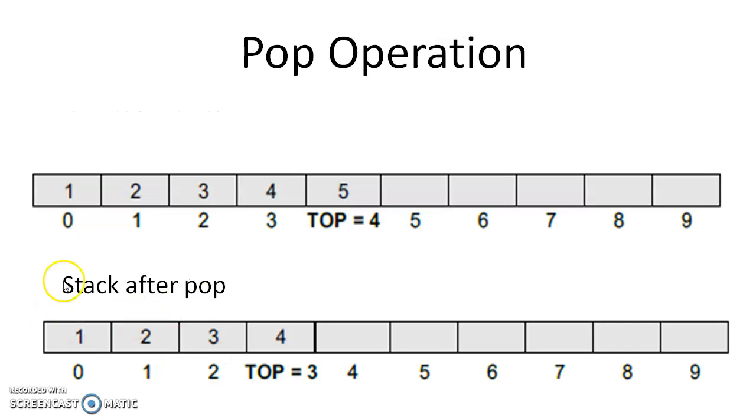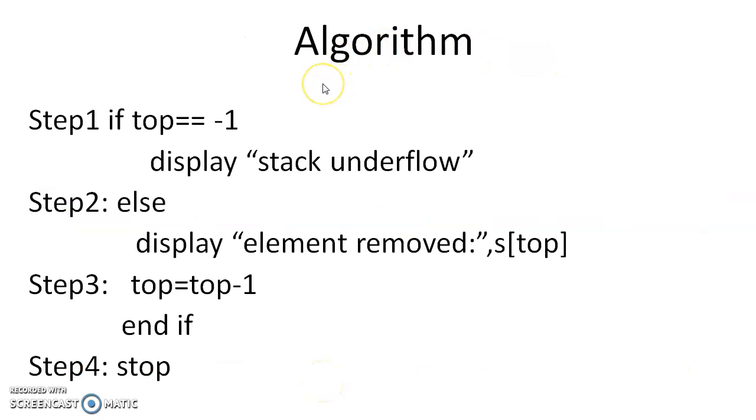And for the pop operation, if you see, this is the top that we are having. Top is pointing to the 5th element. Now if we remove one element, the top will be decremented by top -1, and the element is removed. The algorithm for this is: if the top is equivalent to -1, that means even the index 0 has no element, the array is empty. At that position we display stack underflow. Otherwise we display that the element removed is S of top, and top is equivalent to top -1.